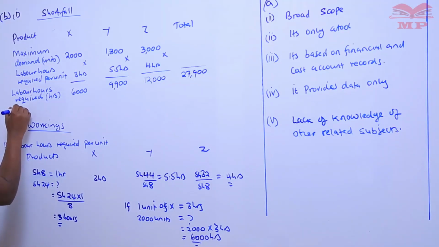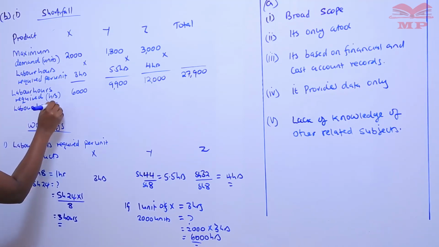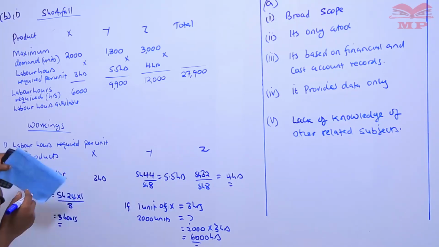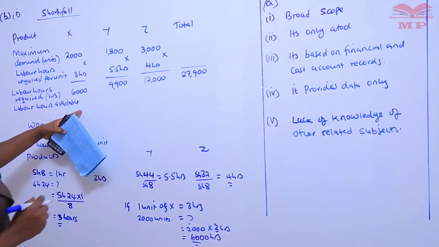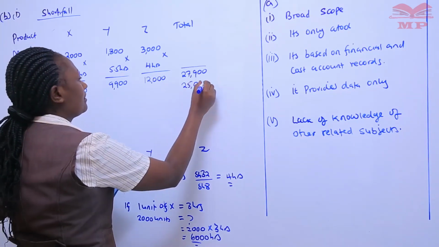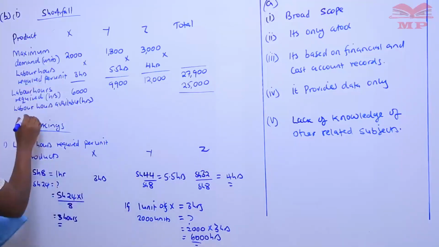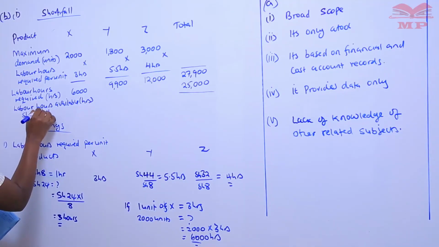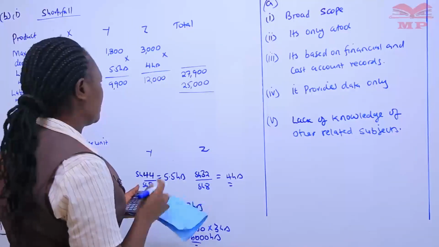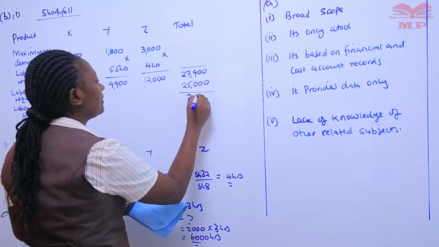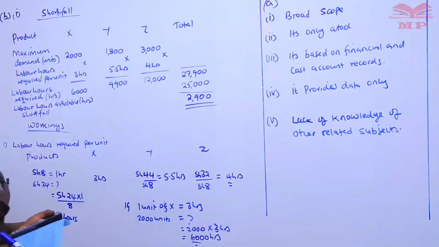Then we have labor hours available. In the question, note number 2, we were told that labor hours are currently limited to 25,000 hours. So the labor hours available according to the question is 25,000 hours. To get the shortfall, we are simply getting the difference, which is 27,900 minus 25,000, and this will be 2,900. So that is the shortfall, and you will have answered part 1 of the question.